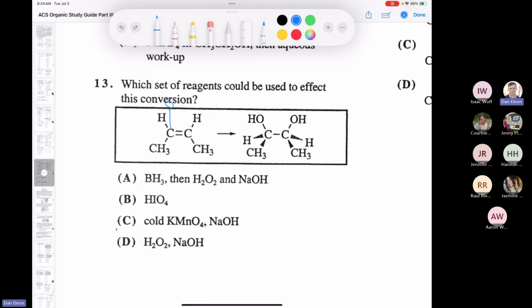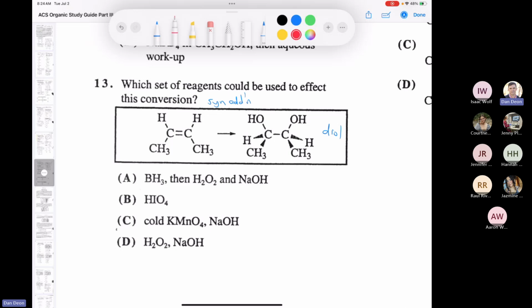So what we're looking for is the formation of a diol, and we want it to proceed via syn addition, meaning both hydroxyls are added to the same face of the molecule. Could anybody identify which one of these conditions would give you the syn addition to make a diol? It's one that we didn't talk about a ton, but it is included in our textbook. It's C, right, Aaron? Exactly.